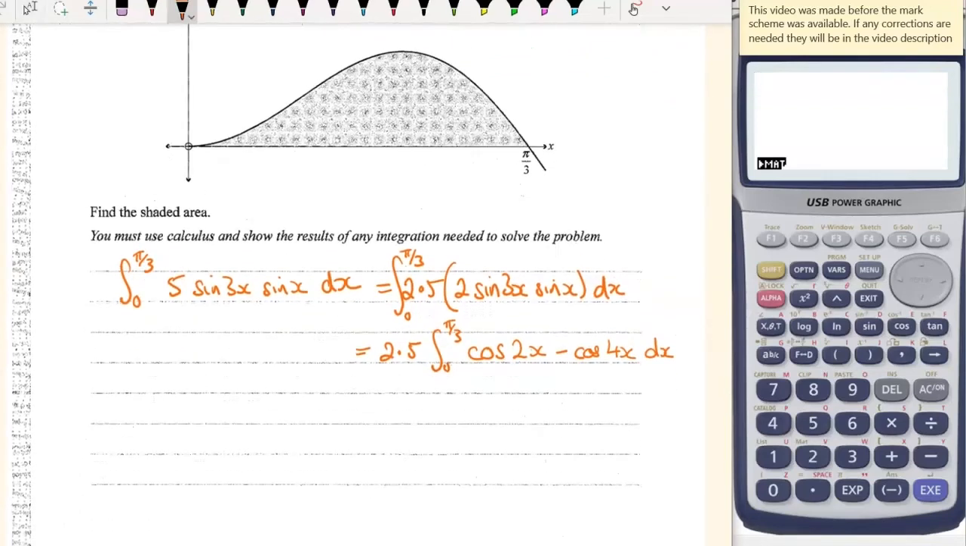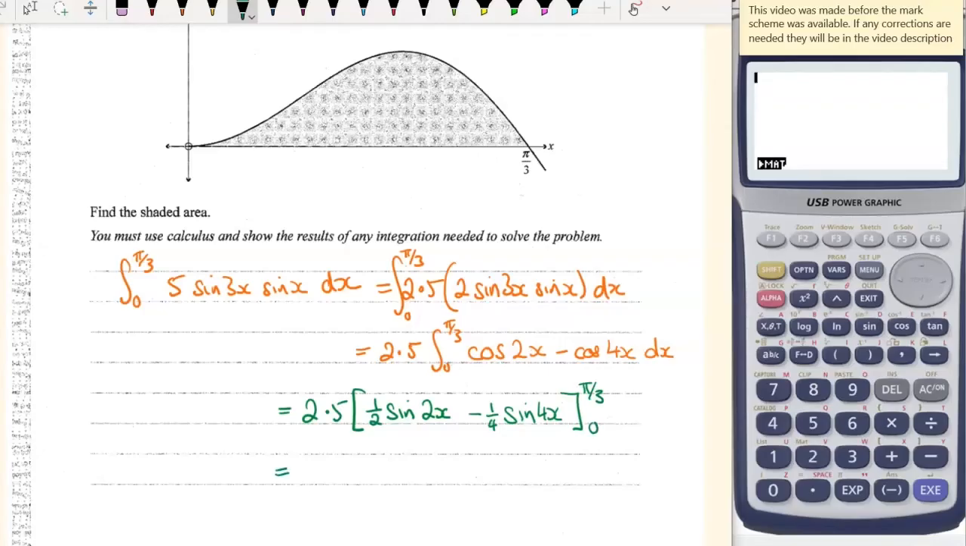Okay, now to integrate that, we are going to do 2.5, and the integral will be, if we integrate cos x, we get sine x, so this will be sine 2x, and then divide by the half to counteract the 2 that we had there, and then minus, again cos goes to sine, so this will be sine 4x, and we need to divide by the 4 because of the 4 that's inside of 4x. Then we'll sub in the values for pi by 3 and 0.